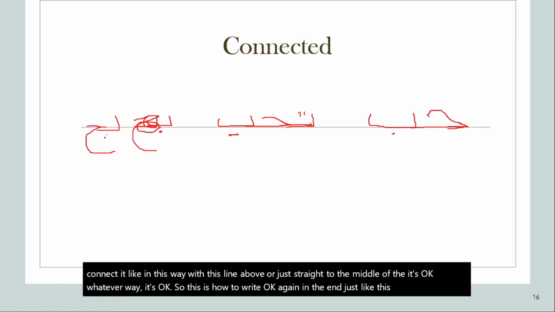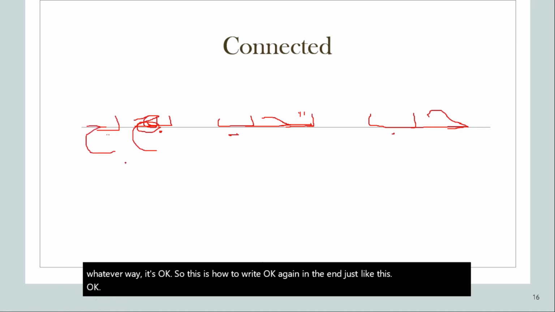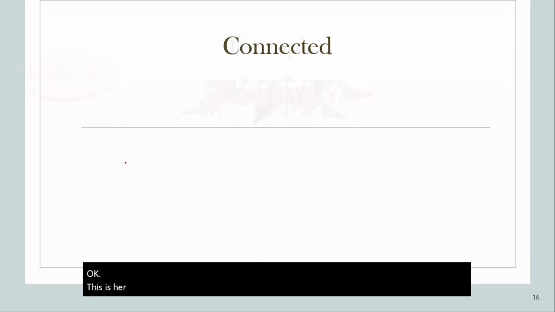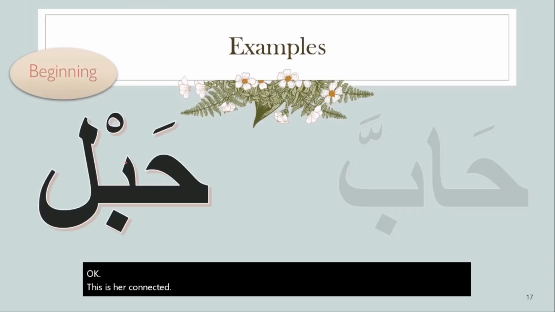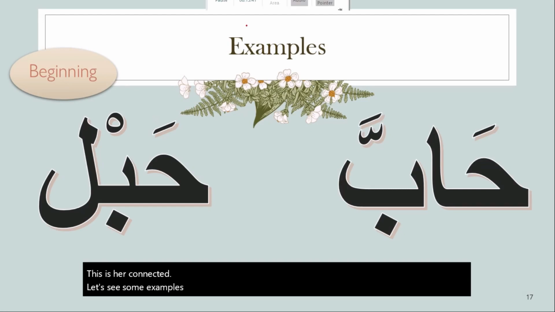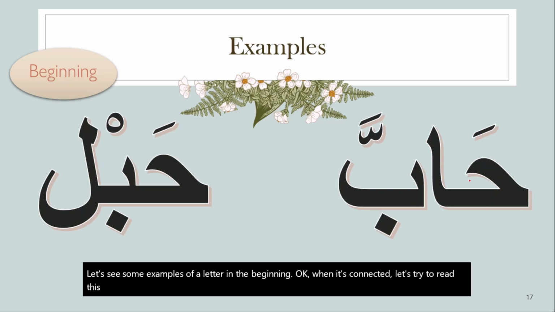Okay, this is ha connected. Let's see some examples of letter ha in the beginning, okay, when it's connected. Let's try to read these words together. Okay, let's see.